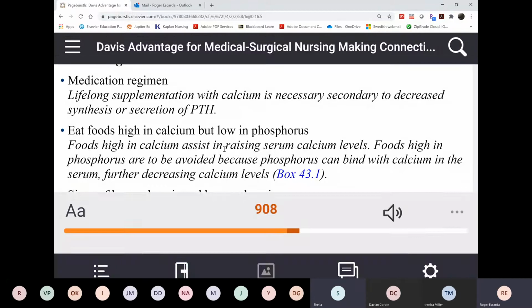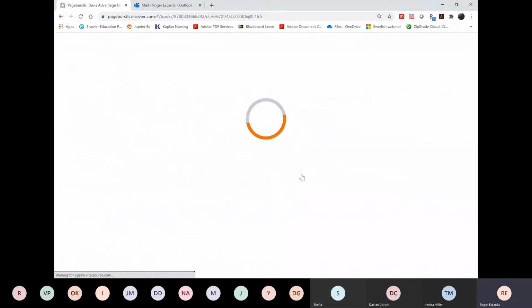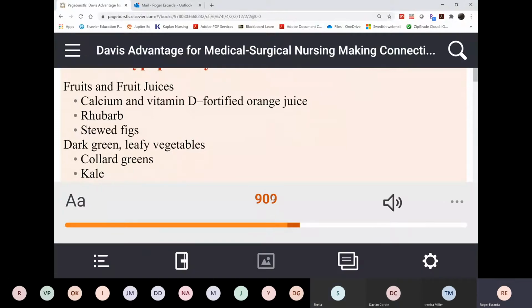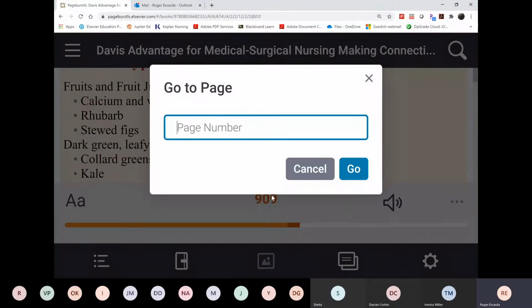Box 43-1. This is listing your foods. 43.1, foods used in the treatment of hypoparathyroidism. This one is on the next page, 909. All right, so I'll use these foods right here for the test. Fair enough? Yes. All right. Any question? That's it for hypoparathyroidism.